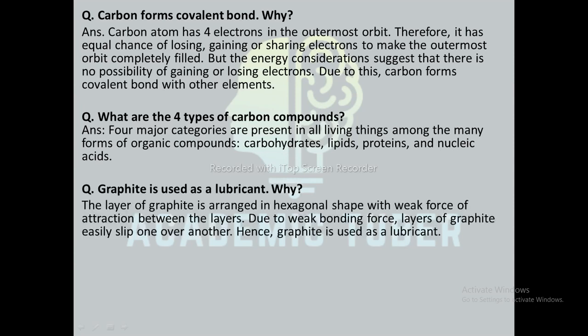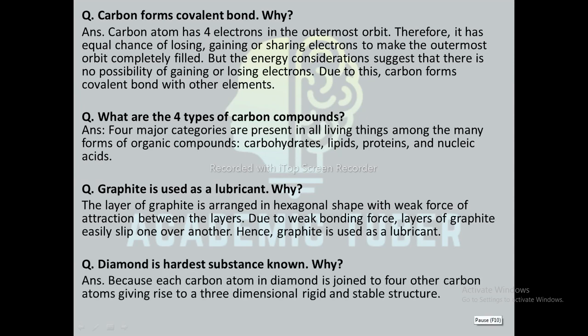Graphite is used as lubricant. Why? The layers of graphite are arranged in hexagonal shape with weak force of attraction between the layers. Due to weak bonding force, layers of graphite easily slip one over another, hence graphite is used as lubricant.